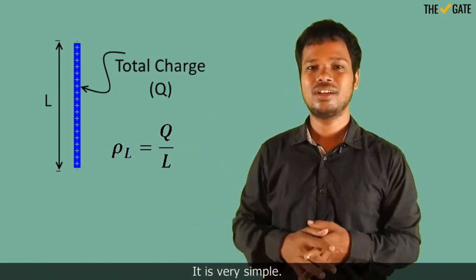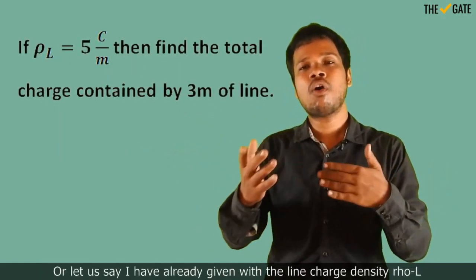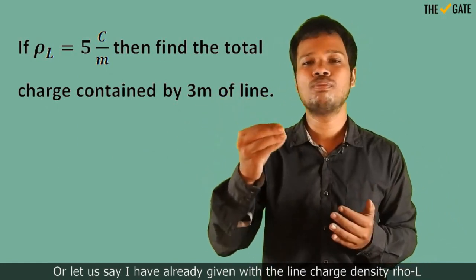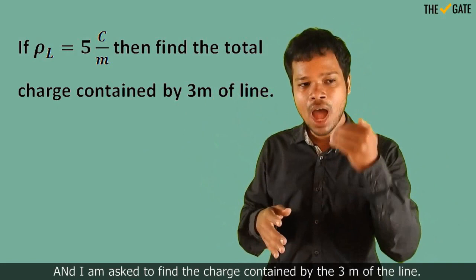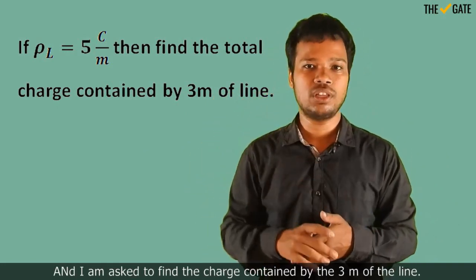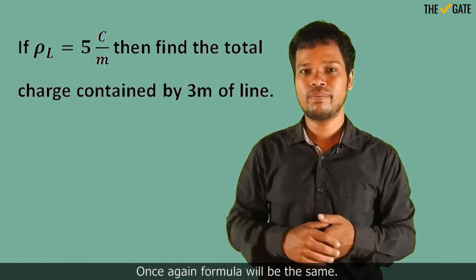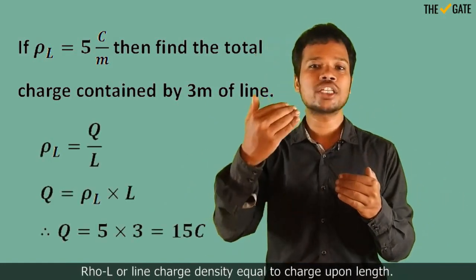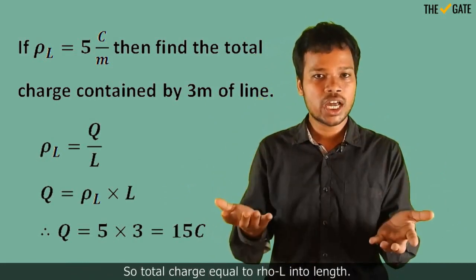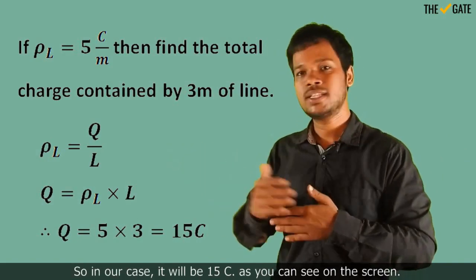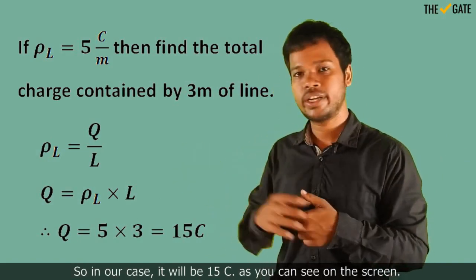It is very simple. Or let us say I am given the line charge density rho L equal to 5 coulomb per meter, and I am asked to find the charge contained by 3 meters of the line. Once again, the formula will be the same. Rho L, or line charge density, equals charge upon length. So total charge equals rho L into length. In our case, it will be 15 coulomb, as you can see on the screen.